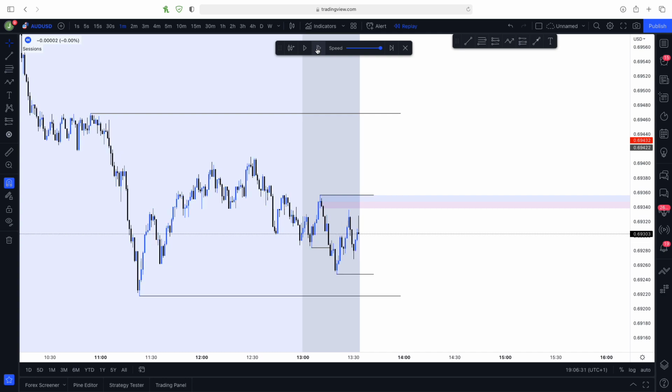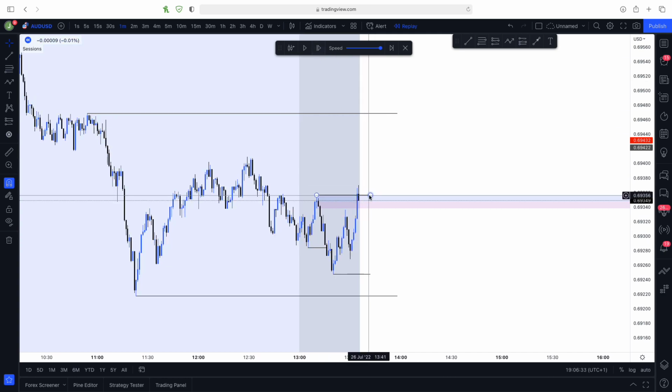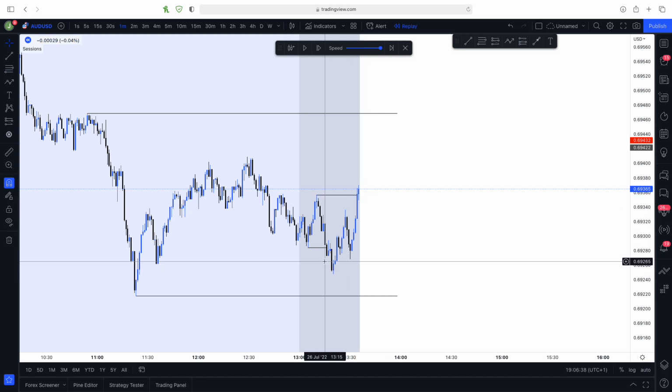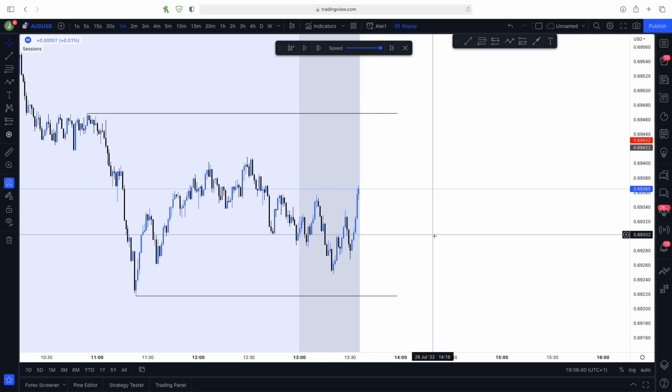Okay, nothing to do yet, nothing to do yet. And we break to the upside. Okay, so now what does that create? That now creates bullish intent. So we need to reset our ranges. Let's get rid of everything and reset everything, okay?